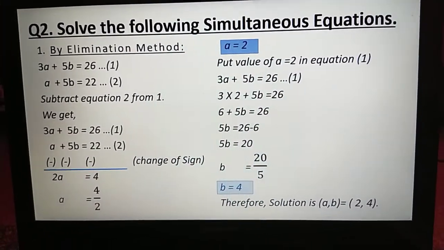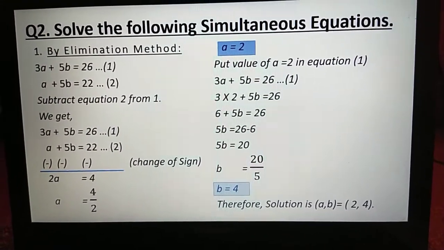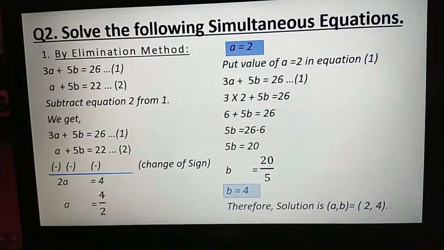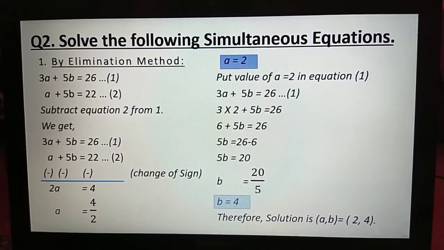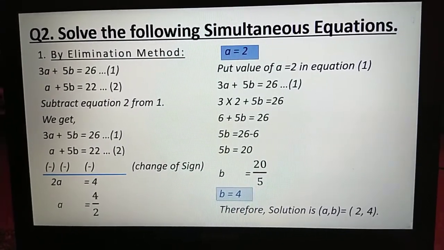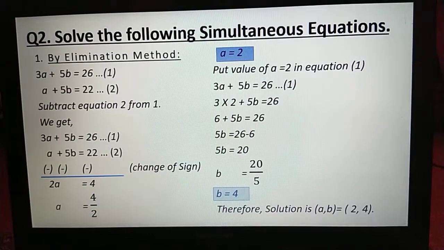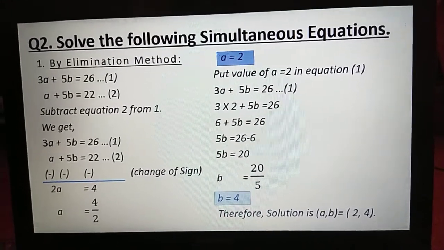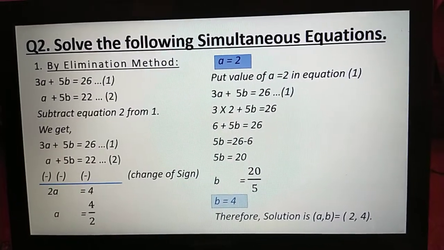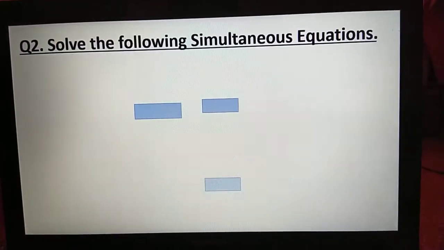Have you all understood the elimination method? We have to cancel one of the variables to get our answer, and once you are done, you get one answer for one variable. Then you have to put that value in any of the equations. You can put it in the first equation or you can put it in the second equation. Have you all understood? Okay, so next we start with the substitution method for the same sum.